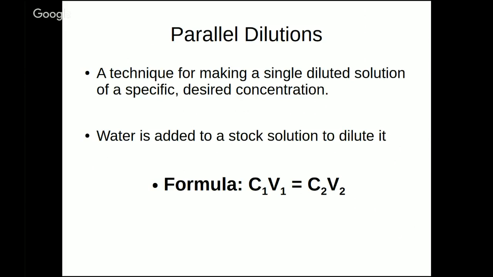Now you can figure out ahead of time mathematically what to do in order to make your second solution of a specific volume and a specific concentration. So this is a pretty powerful technique and one that is used very frequently in labs. So let's look at the formula we're going to use for this technique. Good old C1 times V1 equals C2 times V2. Let's talk about it, see how it works.